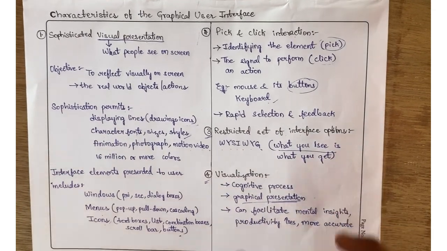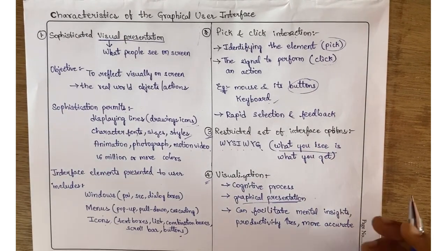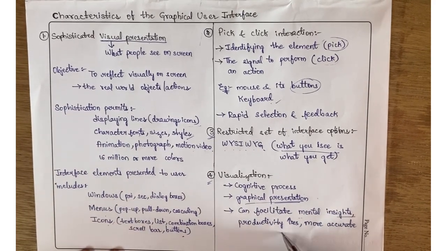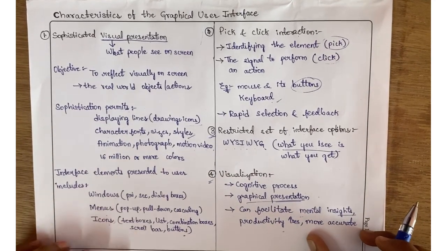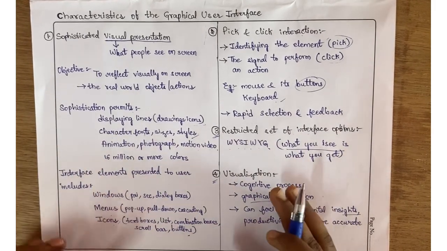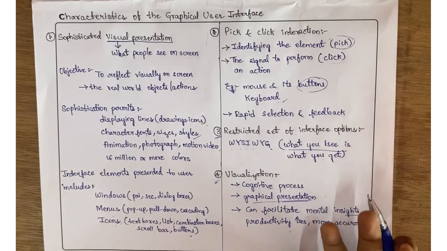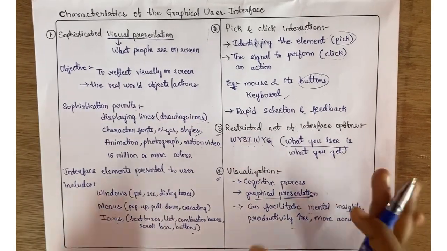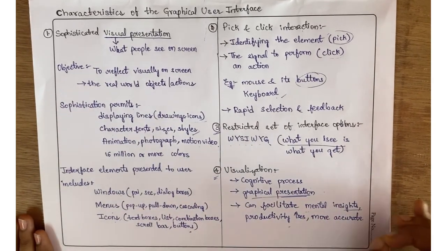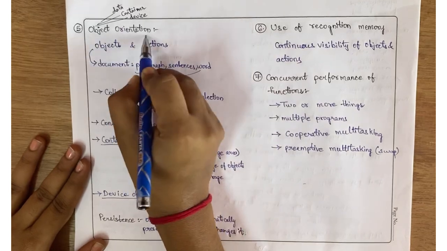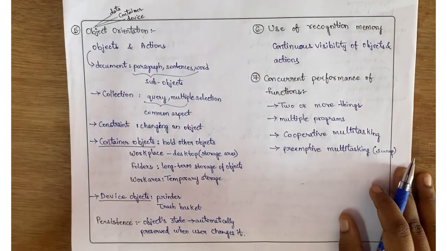Now, because of this graphical representation, it facilitates our mental insights, our productivity will be increased, and we can get the data more accurately. That means not only a graphical image or a graphical view, we can do it in any format. That means visualization is simply that the voluminous data is changed into some other formats where people can understand it very clearly. Fifth characteristic, it is the object orientation. So first thing, what is an object?